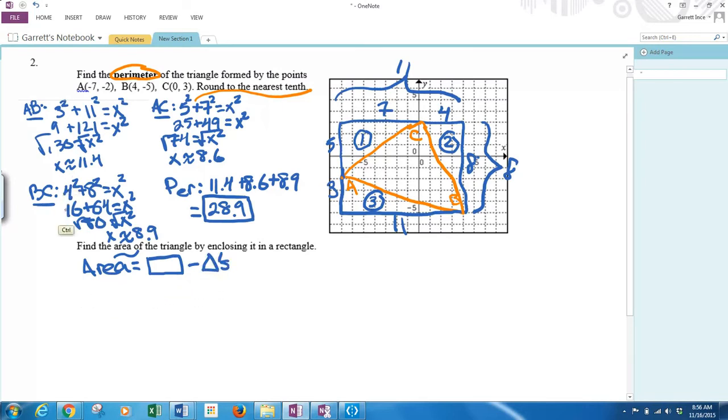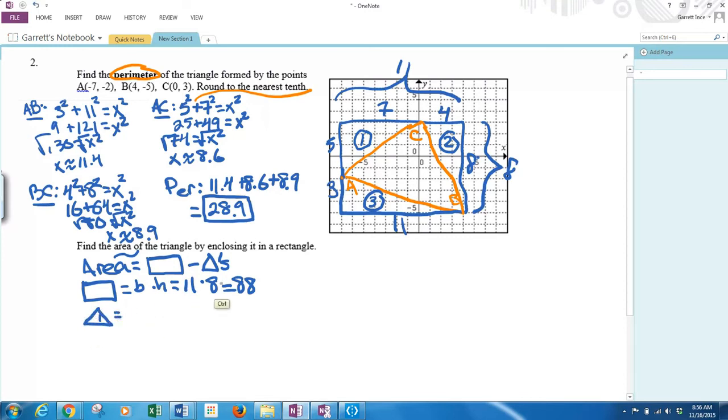Okay, here we go. Let's start with what we have. Area of the rectangle is going to be base times height, which we already have the numbers for. It's going to be 11 times 8, which comes out to 88 units squared. Now let's take one triangle at a time. I'm going to start with triangle 1.